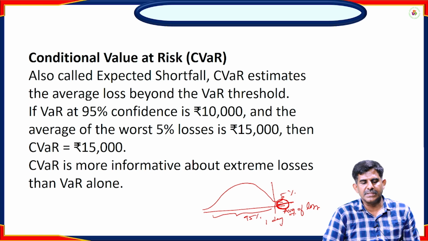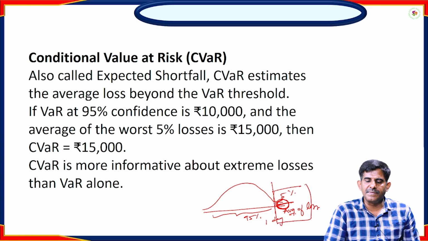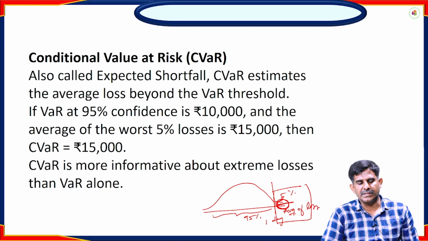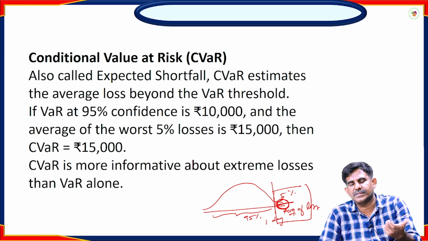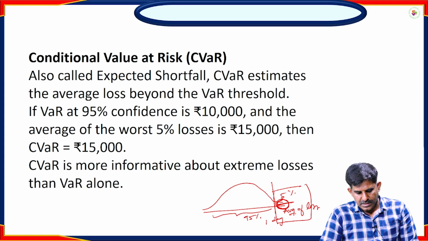Okay, so an example is also given for that. If VaR at 95% confidence is 10,000, and the average of the worst 5% losses is 15,000, then the CVaR is 15,000. CVaR is more informative about extreme losses than VaR alone. VaR only talks about maximum loss, whereas CVaR talks about the average loss at that particular 5% level. So these are the various metrics which help us to assess or calculate the risk of investment in any investment alternative.